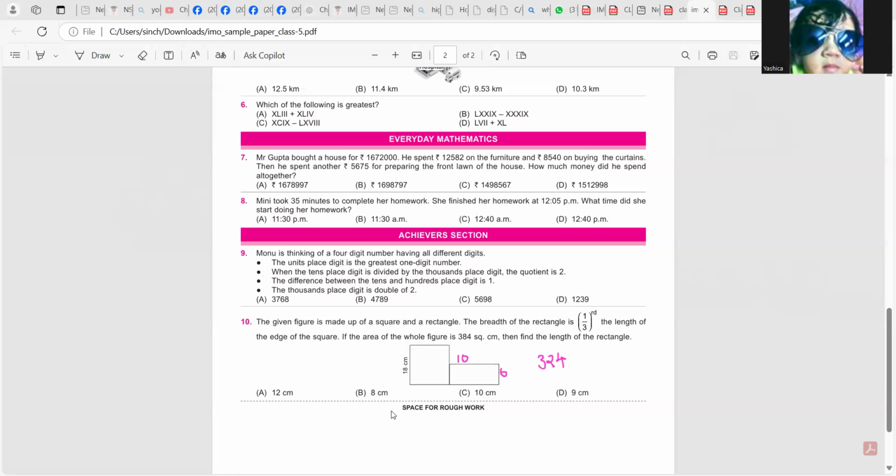Ma'am, the length of the rectangle is 10 centimeter because the method to find the area of the square is length into length. So we already got the length as 18 centimeter. 18 centimeter into 18 centimeter is 324 centimeter. So the area of the square is 324 centimeter.